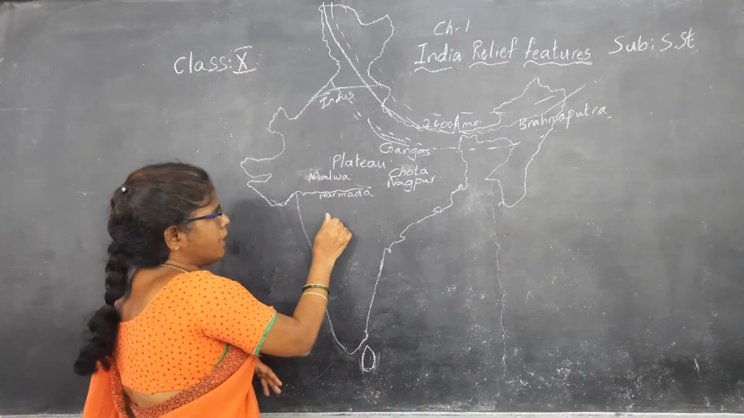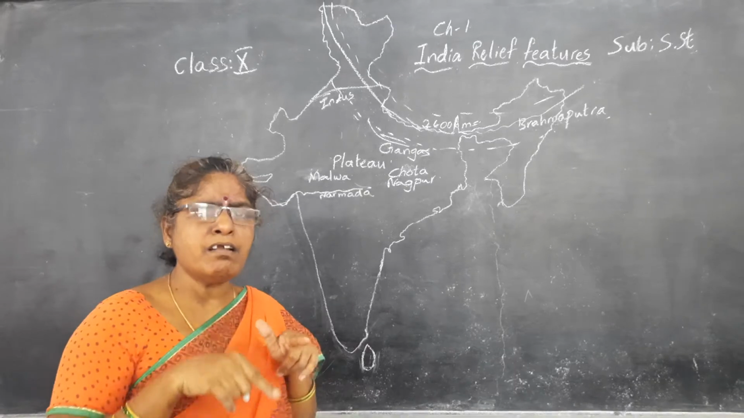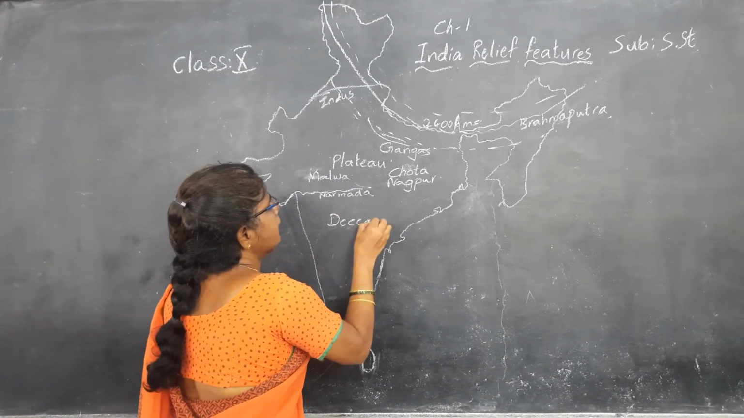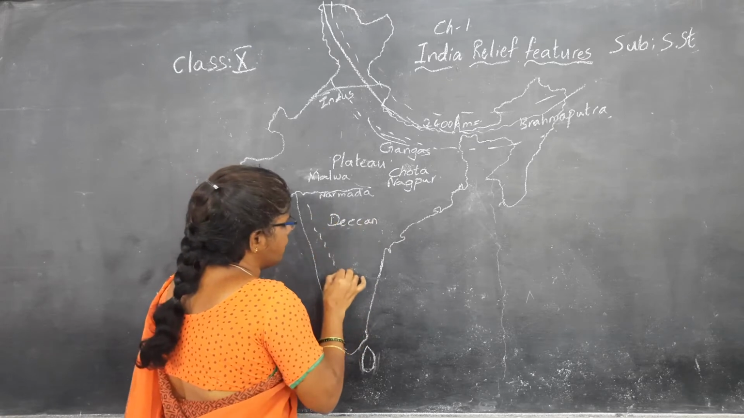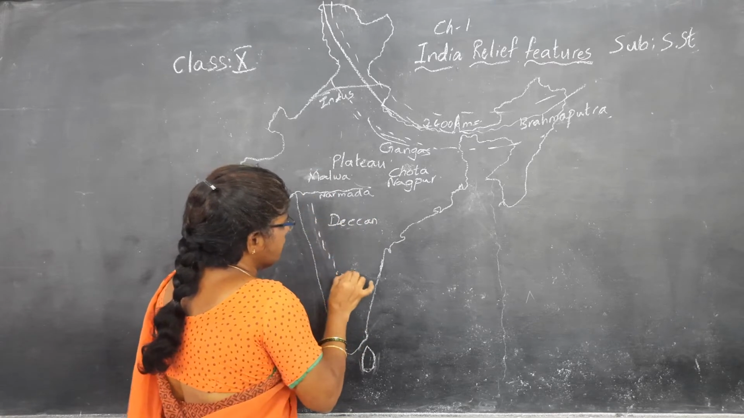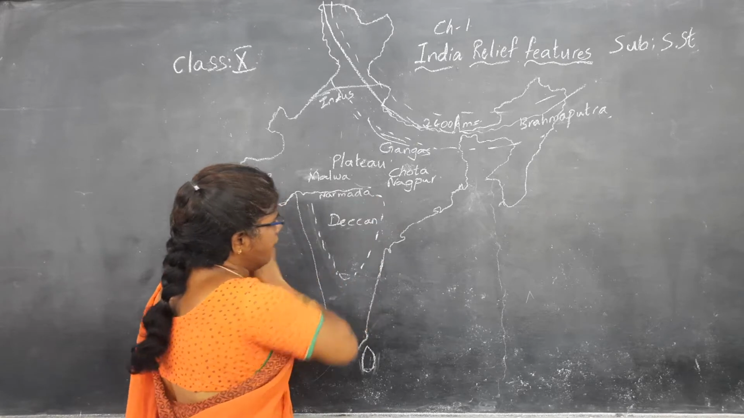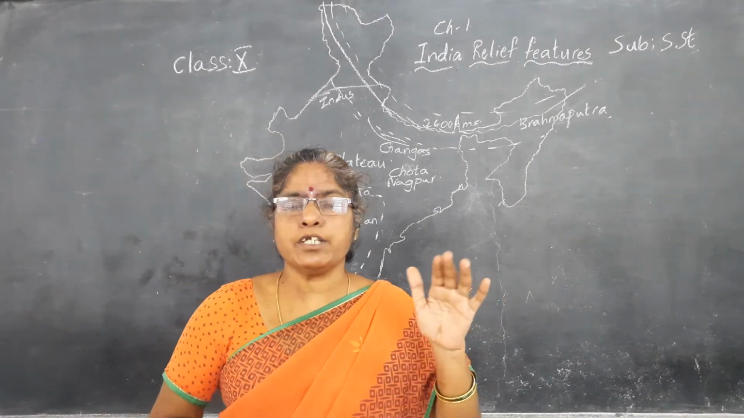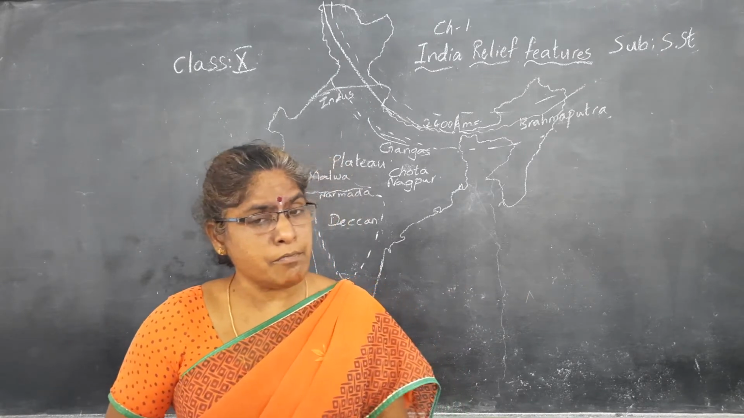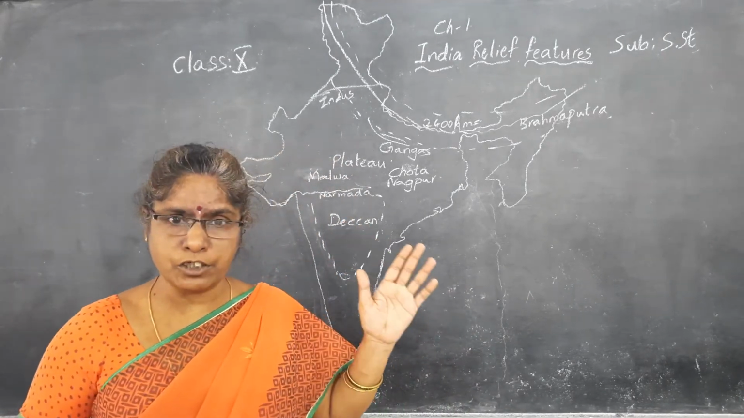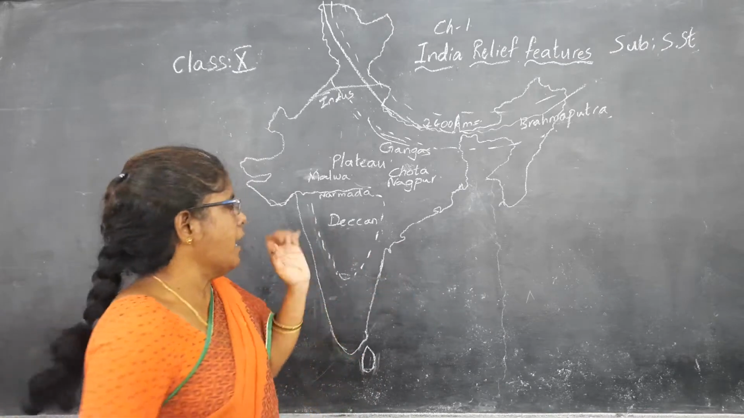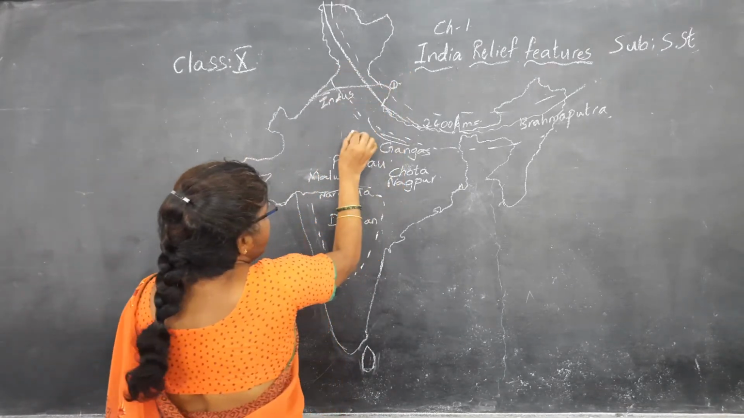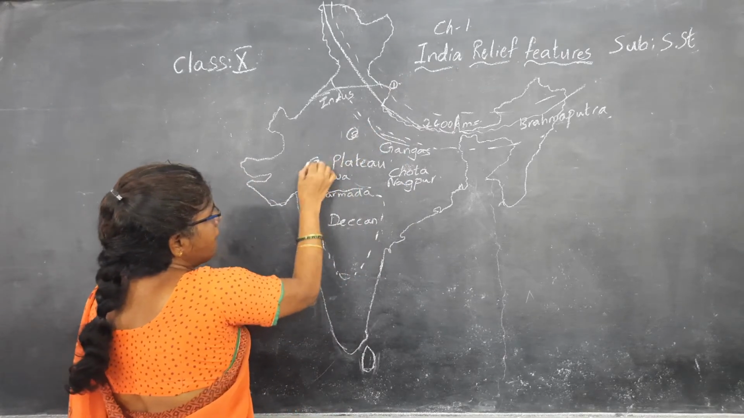To the south of the Narmada, there is a triangular plateau that we named the Deccan plateau. It is in the shape of a triangle. The Deccan plateau is in a rain shadow region. We have to know it. So the first physical feature is the Himalayas, the Indo-Gangetic plain is second, and the Peninsular Plateau is third.